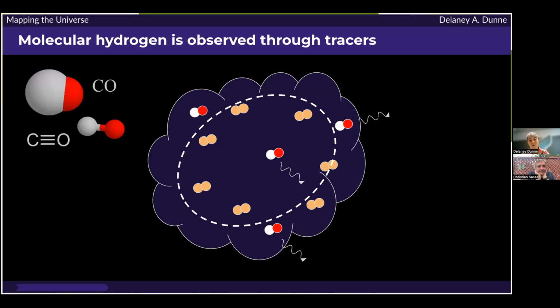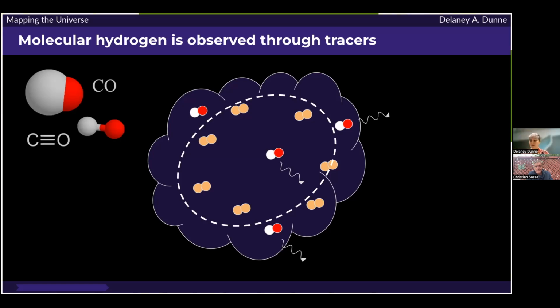And so what happens with carbon monoxide is it forms in very similar conditions to the molecular hydrogen, and it exists in these molecular hydrogen clouds. And it is emitting light. It is not symmetric. And so when it rotates, it actually emits light at a very, very specific wavelength. And that means that it's really easy to identify it as carbon monoxide because we see light peaking at that wavelength.